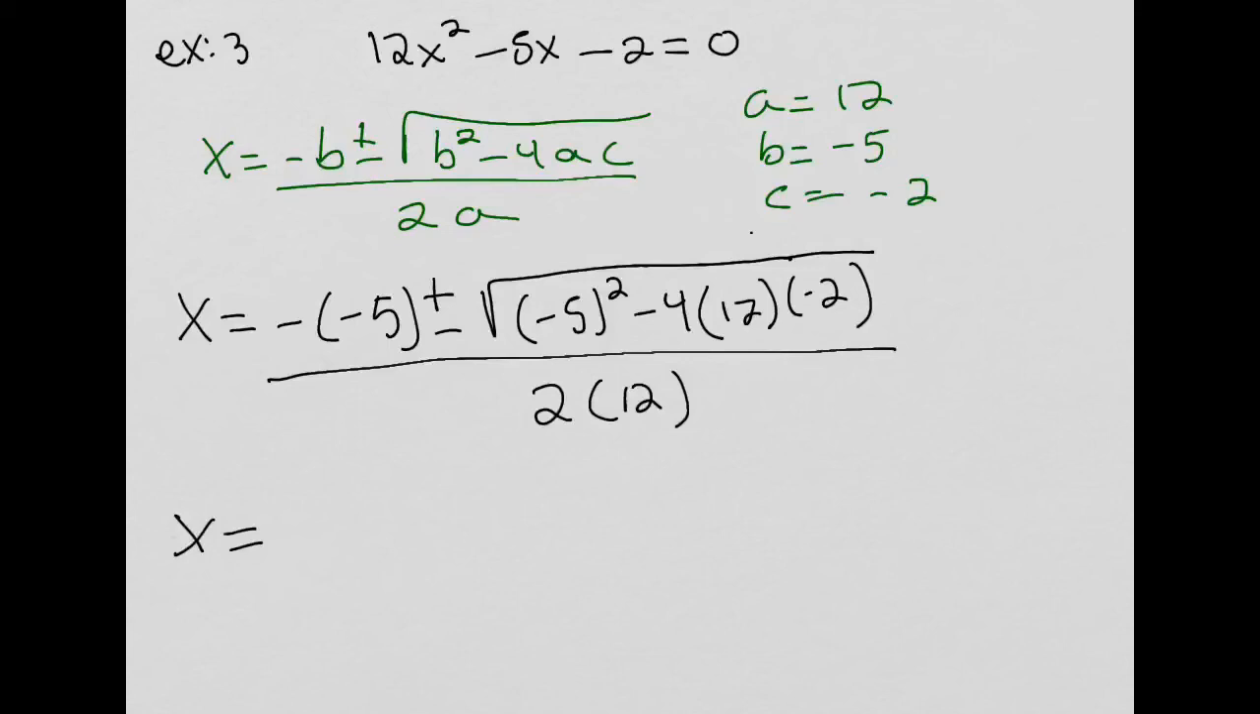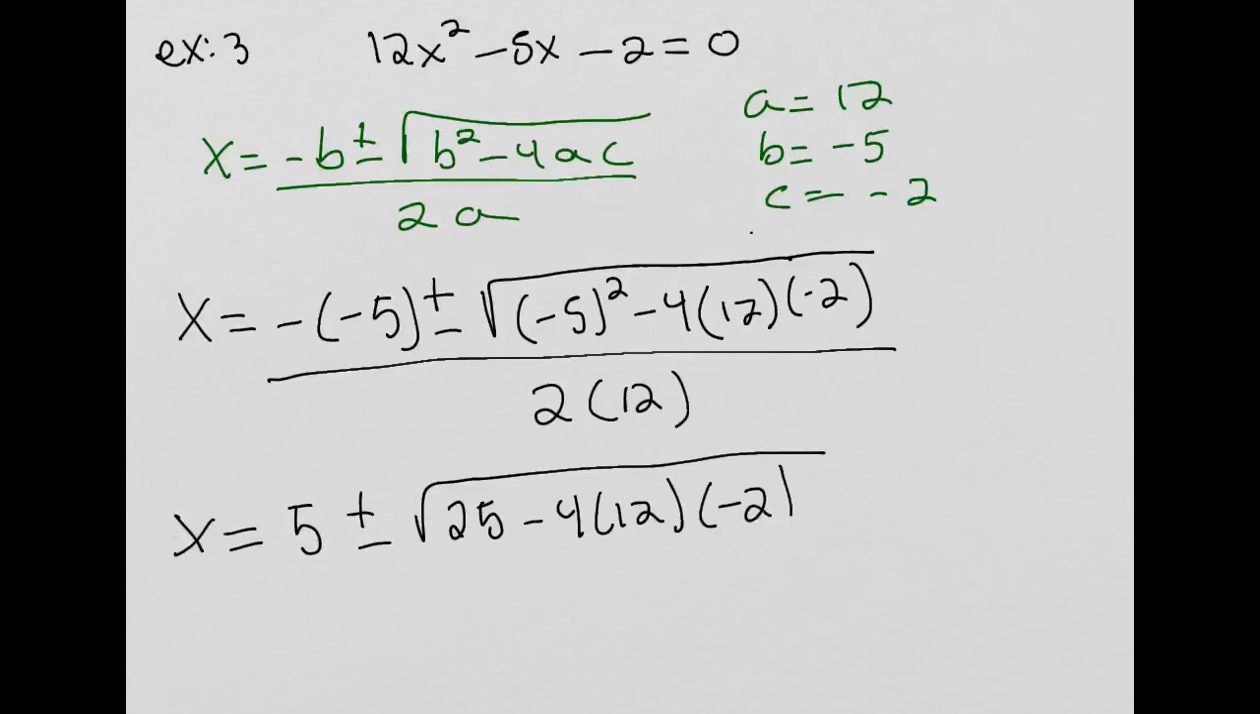Now we're going to simplify the negative sign. So a negative times a negative gives you a +5. 5 squared is 25. Sorry, I skipped ahead. Okay, little by little, 2 times 12 is 24. Let's go ahead and simplify inside the radical now. And we have 4 times 12 times -2.